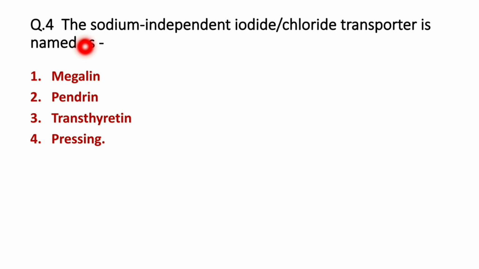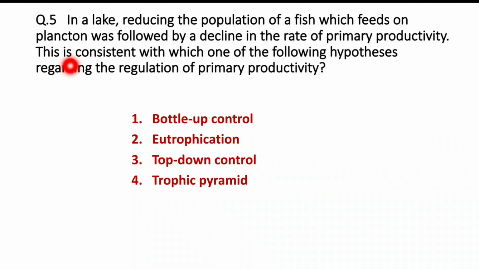Question number 4. The sodium independent iodide or chloride transporter is named as megalin, pendrin, transthyretin or freezing. The right answer is option 2, pendrin.